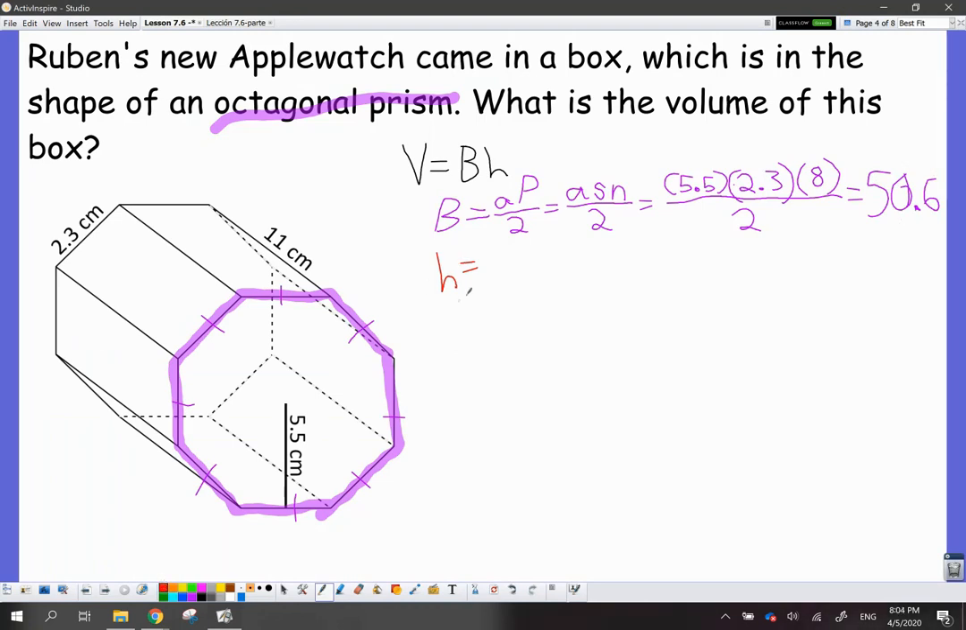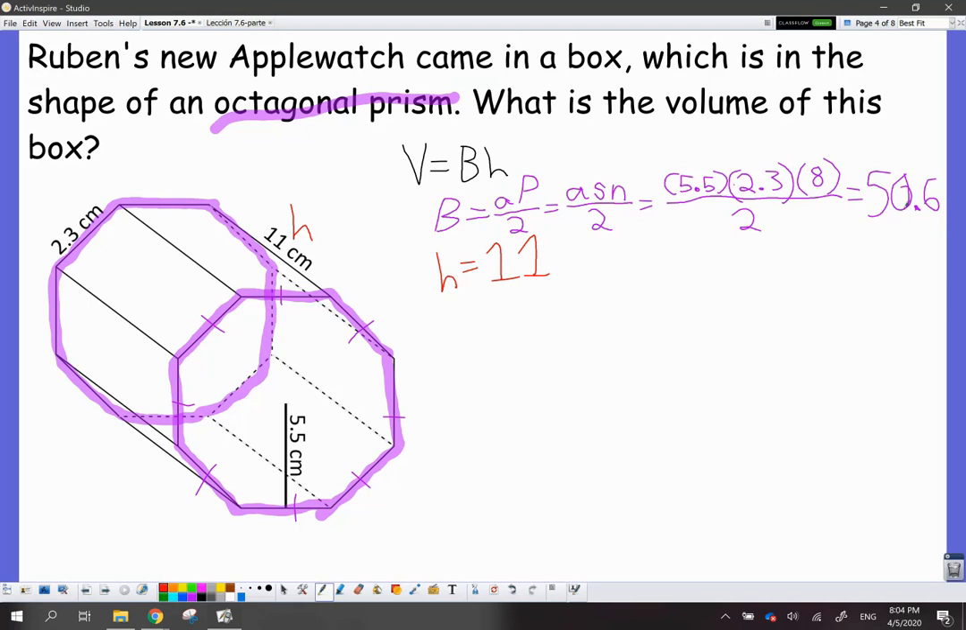Now we need to find the height of our prism, not of the base, the height of the prism. And that's where the 11 centimeters is going to come in. Remember that the height of a prism is the distance between bases. So I have one base here in the front, and I know my second base is over here in the back. So the height that I want is the distance between those two bases, which happens to be this 11 here. So here is the height that we're going to be using in our formula.